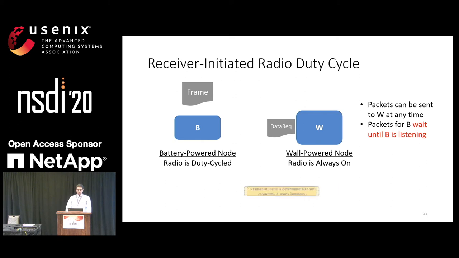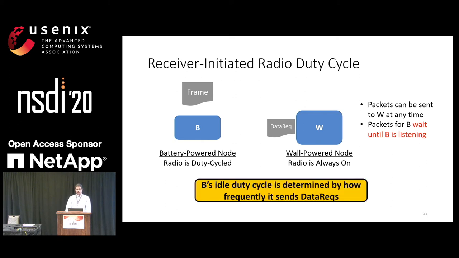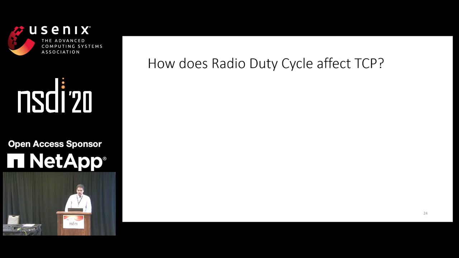So the point here is that B's idle duty cycle is determined by how frequently it sends these data request packets. For example, if it sends the data request packets very rarely, then B operates at a low radio duty cycle, but the downside of that is that it sees higher latency when it receives the packets. Okay, so that's how the radio duty cycling works. Now, how does this actually affect TCP?